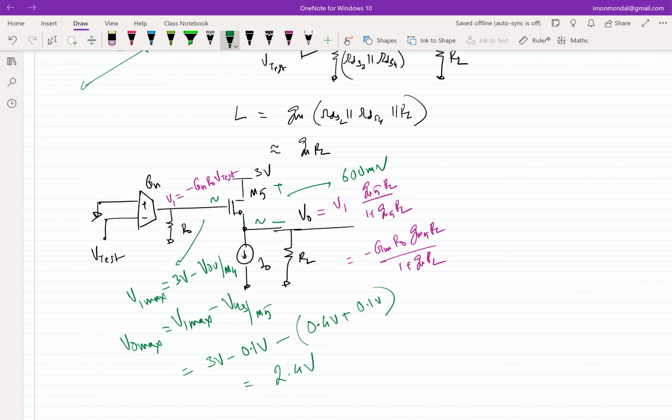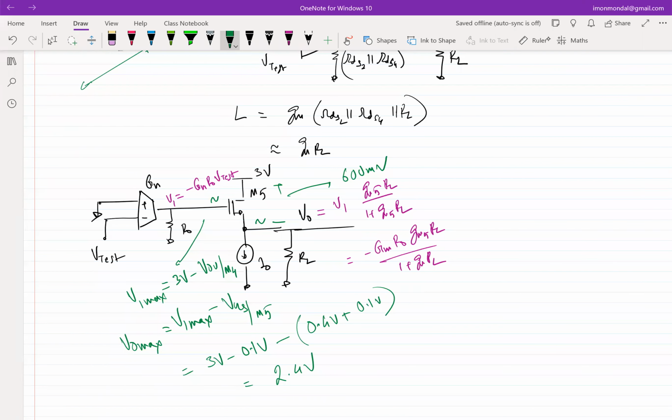Your M5 has to be biased. So V0 will be whatever V1 you have minus the VGS of M5. And what is the VGS of M5? It is threshold voltage plus overdrive of M5. The threshold voltage of typical devices is about 400 millivolt, and let's say the overdrive is 100 millivolt. So you basically start from V1 minus 500 millivolt. So that's what you get, 2.4. Now, this essentially means that the VDS of M5 has to be 600 millivolt, 3 volt minus 2.4 volt.